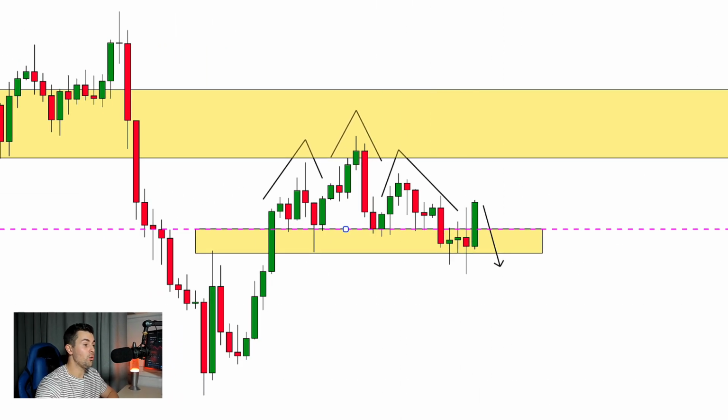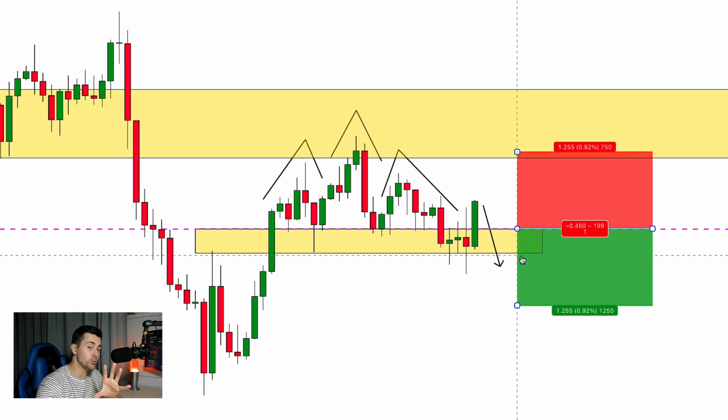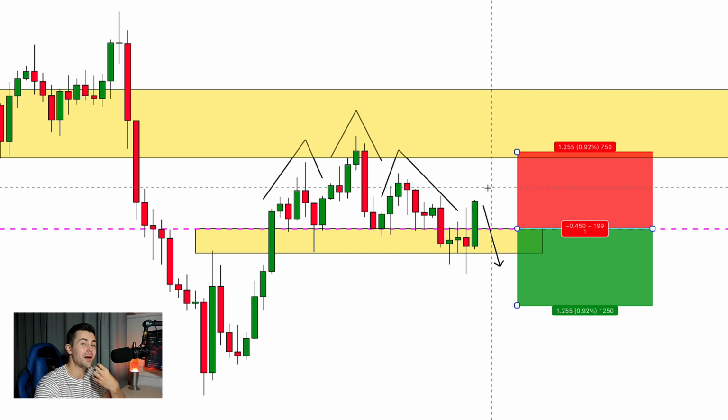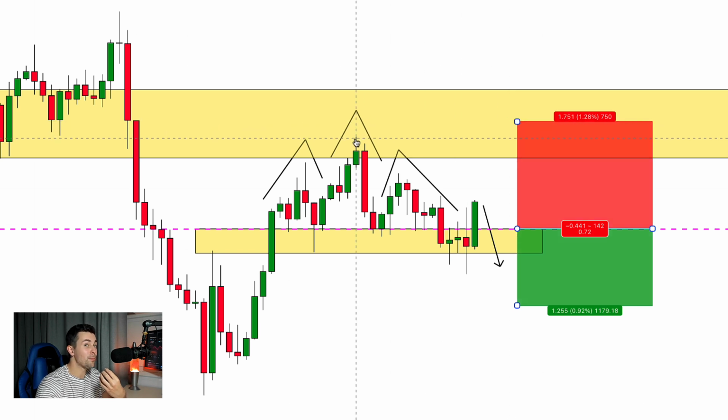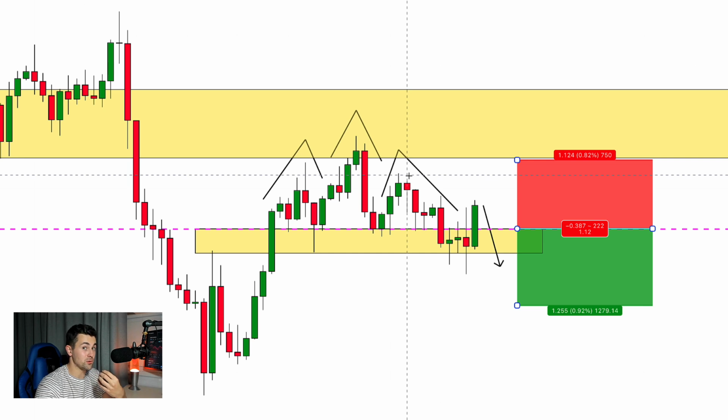So setting our sell limit right here, where will be our stop loss? And here are two ways. There is the aggressive way and conservative way. And I consider myself to be a conservative trader. So I set my stop loss always above the head of the head and shoulders pattern. But you can set your stop loss above the right shoulder, of course. But win rate will be a bit lower if you do that.